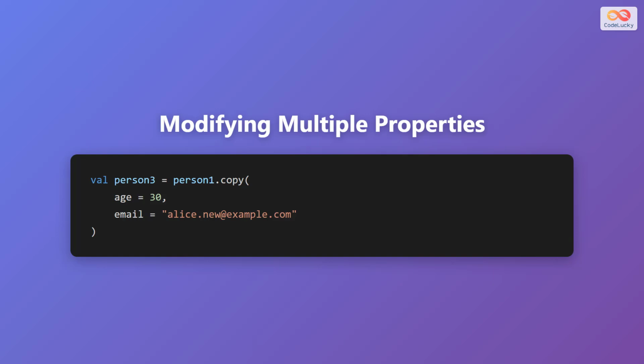The copy function isn't limited to changing just one property. We can modify multiple properties at once. Here, person3 is created from person1 by changing both the age to 30 and the email to alice.new@example.com. The name property remains the same because we didn't specify a new value for it.